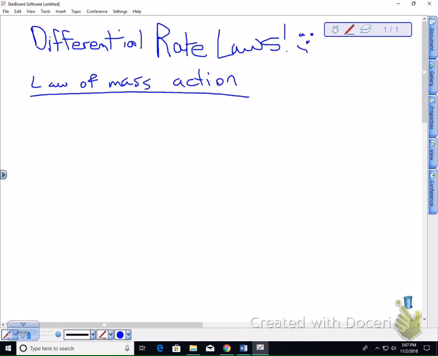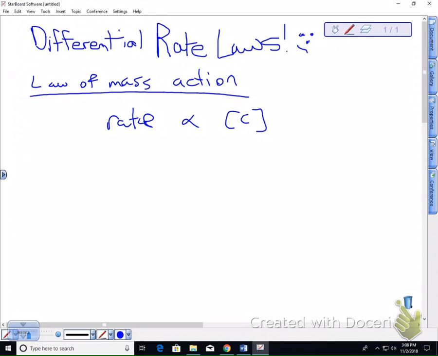The law of mass action is simpler than it really sounds. Basically what it says is that the rate of a reaction is proportional to the concentration, and molarity of course, of the reactant. Well, we already know that. We learned that at the very beginning of this unit. We talked about the factors that affect the rate of reaction. So this is well-known stuff.